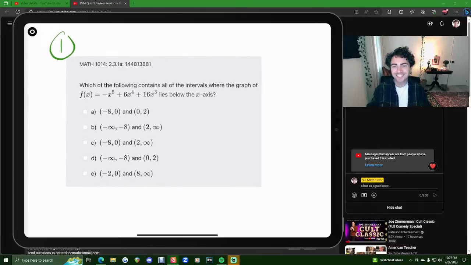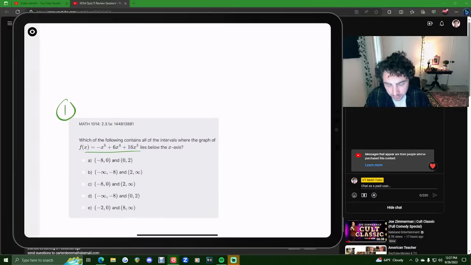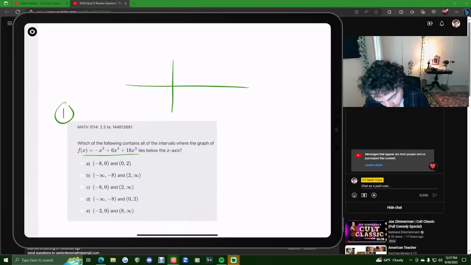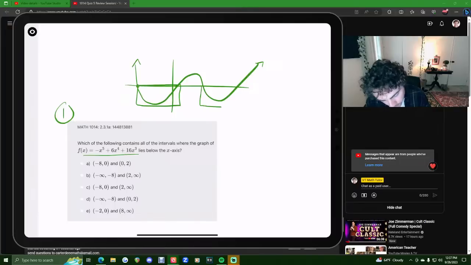They say, which of the following contains all of the intervals where the graph of f of x lies below the x-axis? So we're trying to figure out, if we were to graph this, and I'll just give you a rough example here, if this graph did something like this, we're trying to find all the locations where it's below the x-axis.